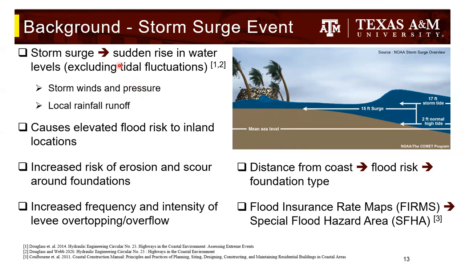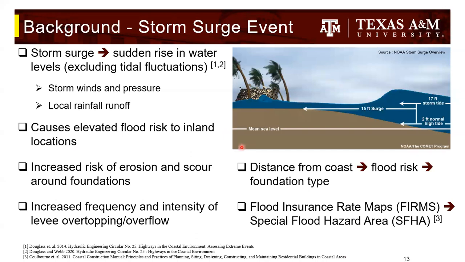NOAA, the sudden rise in water level, excluding the tidal fluctuation, yes, without the tidal fluctuations, if there is a sudden rise in the sea level water, that is known as the storm surge, and that could happen due to multiple reasons. One is because of strong winds and pressure, as well as the local rainfall runoff. And one of the principal effects of this storm surge event is it can cause elevated flood risk to the inland locations. And when there is a flood risk, it is always associated with erosion and scour problems.